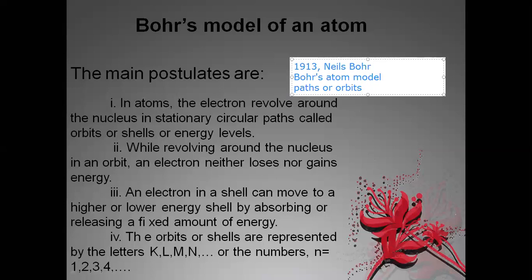It consists of a positively charged nucleus. The structure is like planets around the sun in our solar system. So Bohr based this model of an atom on a set of postulates. These are the postulates of Bohr's atom model.